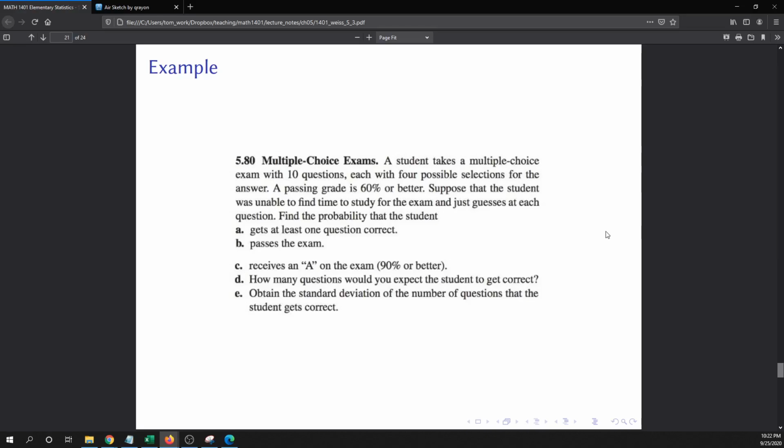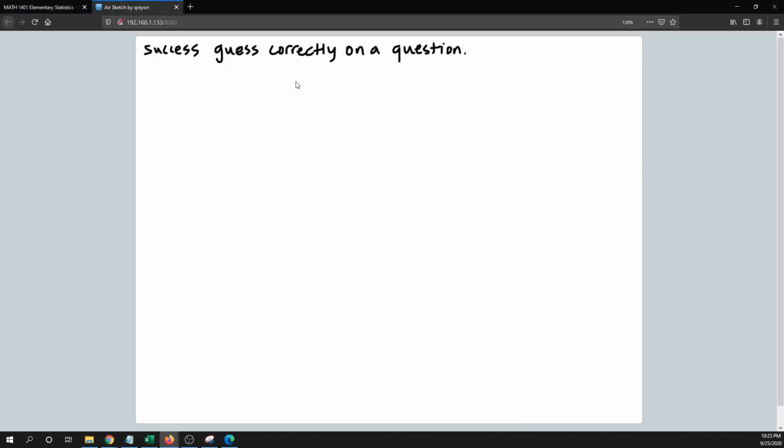Find the probability that the student A gets at least one question correct. Okay, so this experiment here, right? Success is guessing the answer to the question. So that's basically the experiment we have. We have 10 questions. Those are like our 10 trials in this problem. And so a success is guessing the answer correctly, guessing correctly on a question. All right, so that's what success will be on this.